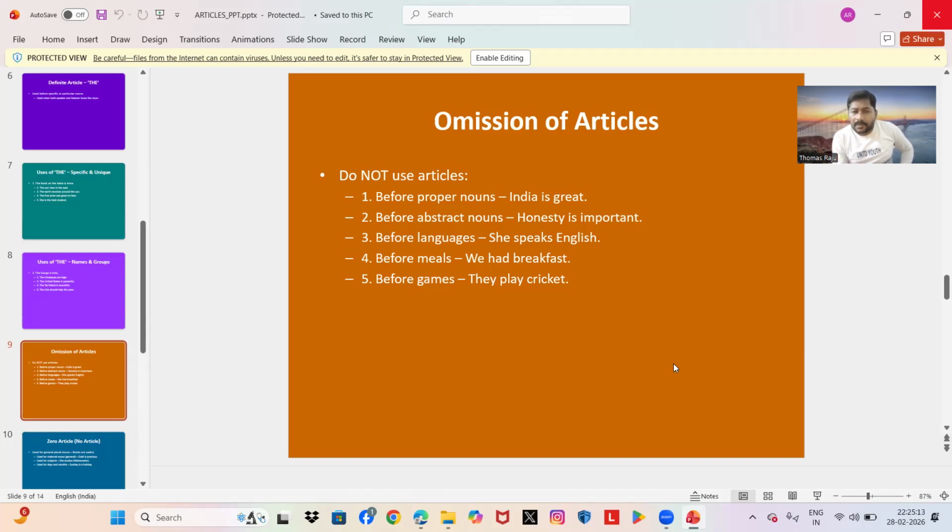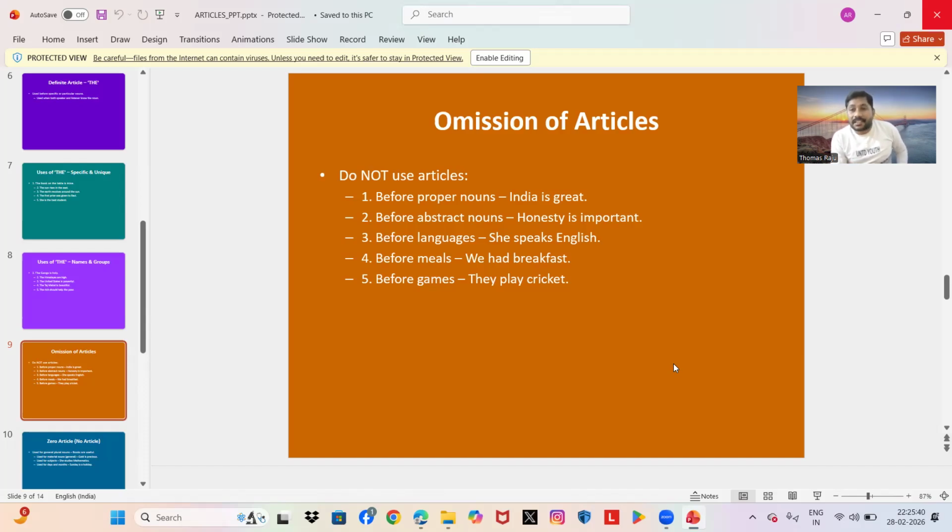India is a proper noun. It's the name of a country. ప్రాపర్ నౌన్ అంటే ఏంటిది? ఇంకా ప్రత్యేకమైనటువంటి వ్యక్తి పేరు కానీ, స్థలం పేరు కానీ, వస్తువు పేరు కానీ మనం ప్రాపర్ నౌన్ అంటాం. So India is a proper noun. So before proper nouns we don't use article the. Suppose my name is Rajanna, we should not say the Rajanna, simply we have to say Rajanna because Rajanna is a proper noun.